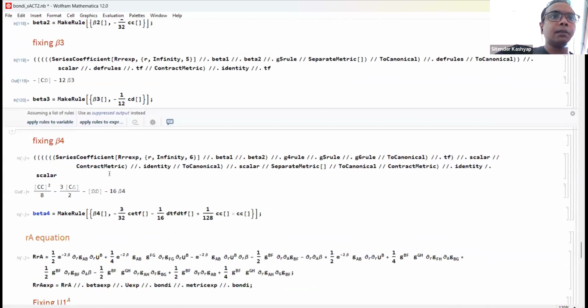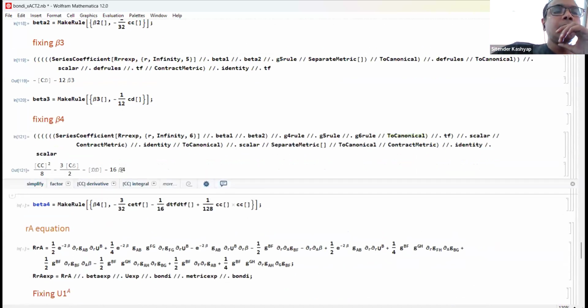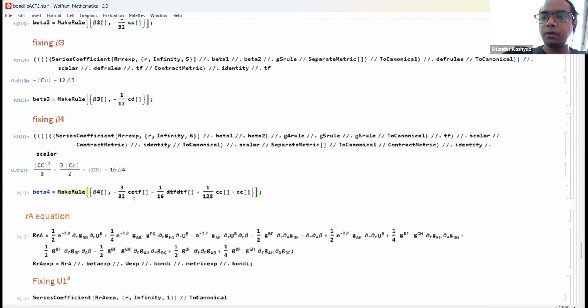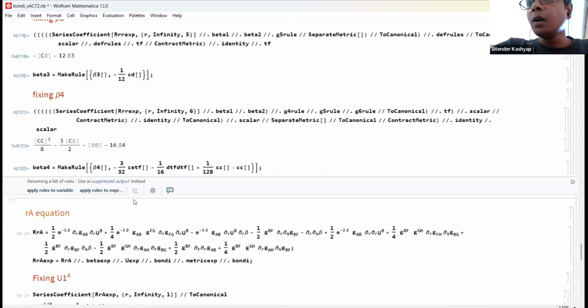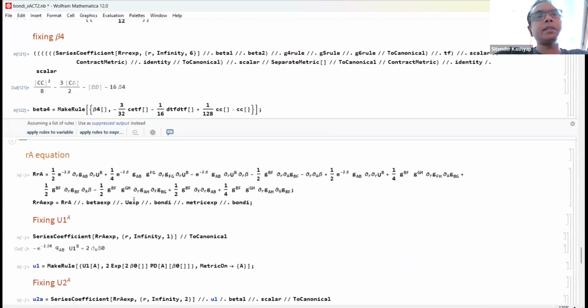Okay, so the point is there is just only one thing left, beta 4. So let's also do that. Once again, you see that at this particular order 6, we find that beta 4 is coming, and it is related to all the other fields that appear, and then we make a rule out of it. Okay, so now in the final 2 minutes, I'll explain how we repeat the same process but with the RA equation.